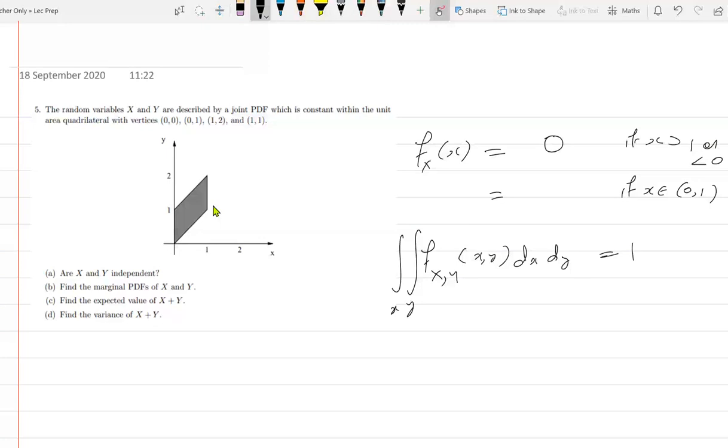Yeah, so it looks like in this particular case, it's two right-angled triangles, no? Yeah. So this is two right-angled triangles. So 2 into half base is 1 into height is also 1. So fxy is a constant in this region. So let's put that constant as c. This has to be equal to 1. That means c equal to 1. Essentially, the shaded area, the thing is equal to 1.